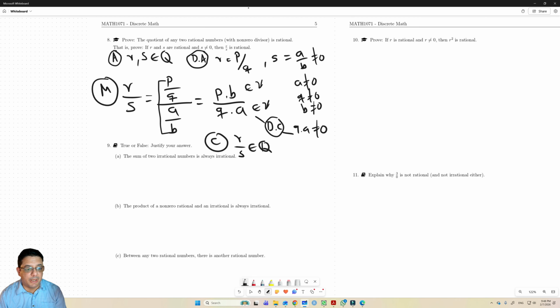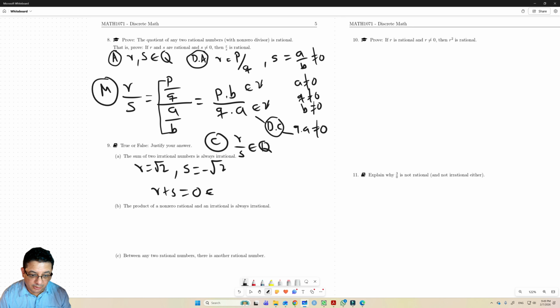Okay, so let's talk about some true and false questions. The sum of two irrational numbers is always going to be irrational. This is not true. In particular, if you consider the irrational square root of 2 and the irrational minus the square root of 2, the sum of these two is going to be 0, and 0 is actually a rational number. So the irrationals are not closed.